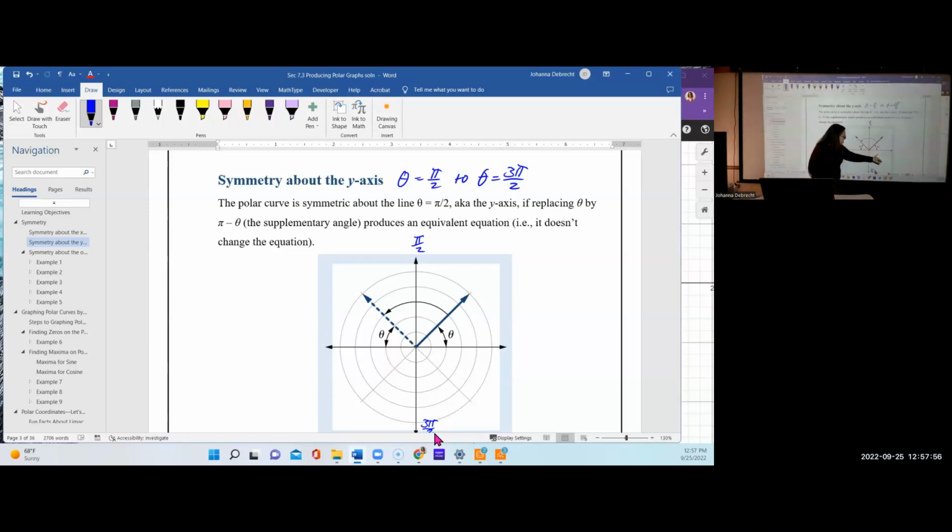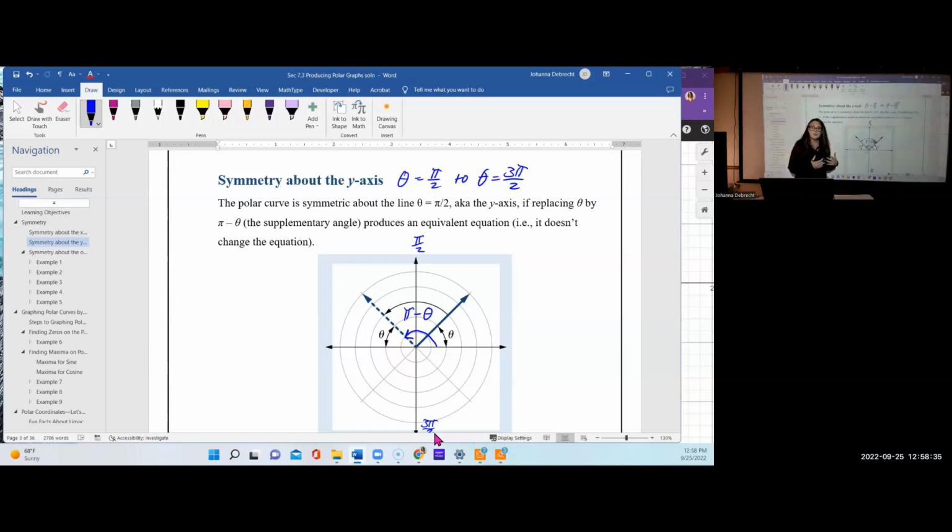Negative theta is down here, and that's not what we're talking about. This angle right here is theta, and the other angle that we're talking about is this angle right here, which is actually pi minus theta. In other words, it's what's left if we were to come all the way around. This would be pi, and its reference angle is theta, so it's all of pi minus this reference angle, which is theta. So to determine if we have y-axis symmetry, we're going to replace theta with pi minus theta, which is the supplementary angle.